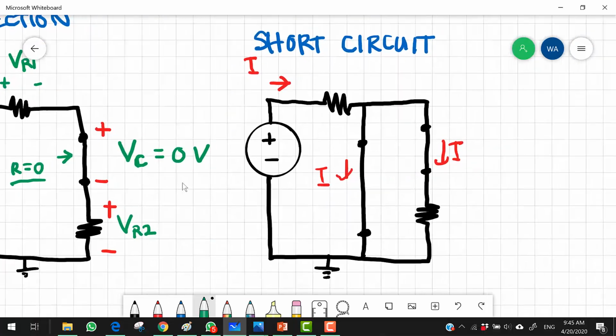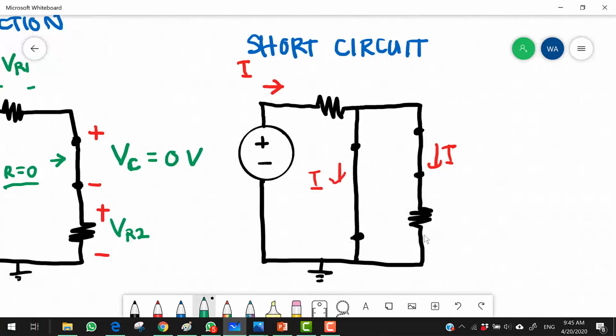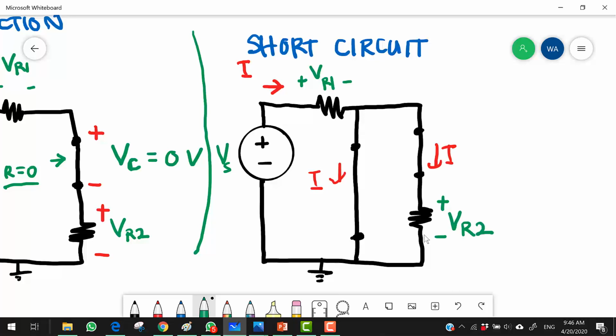So this is a short circuit. So here I have, okay, this is the previous circuit. So here I still have my supply voltage, and then I have my VR1, which depends on the current here, and there is current through VR1, which is not 0. Now this is VR2.